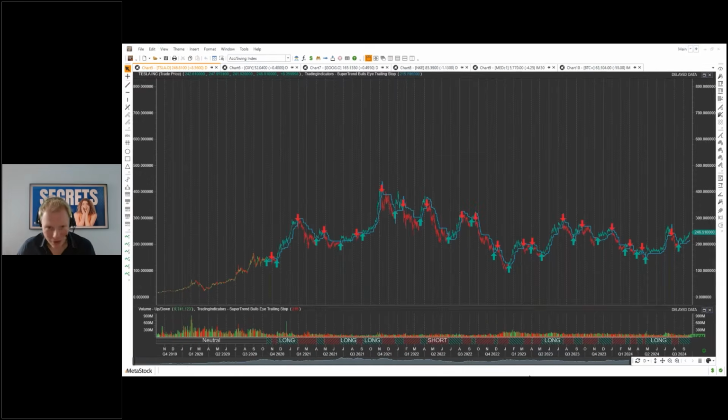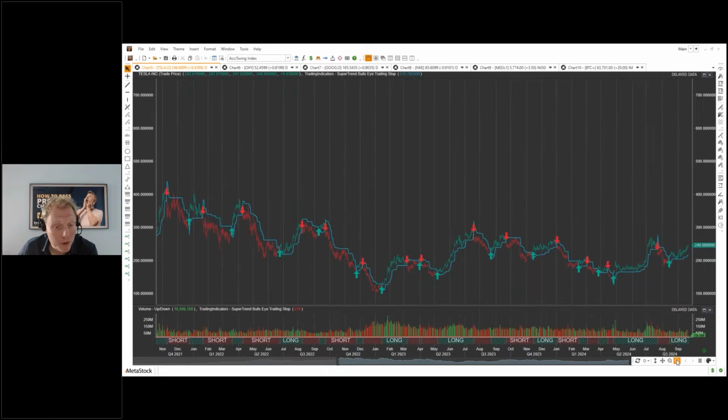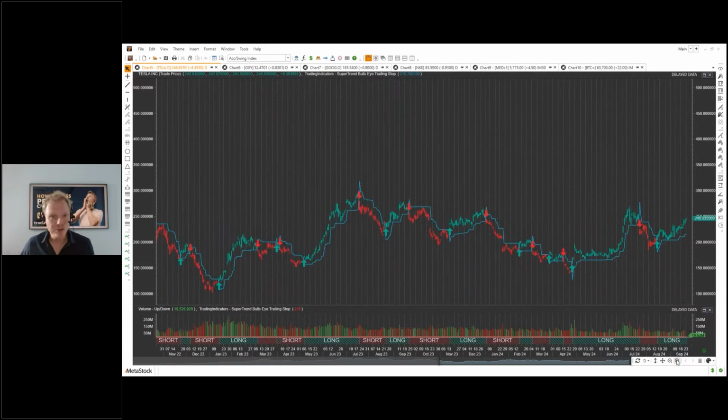Okay. So this is a chart of Tesla. You can see it up here, Tesla, on the daily time frame. And what we have done here is we have already applied our SuperTrend Bull Eye indicator to this chart. So let's see how this works step by step.